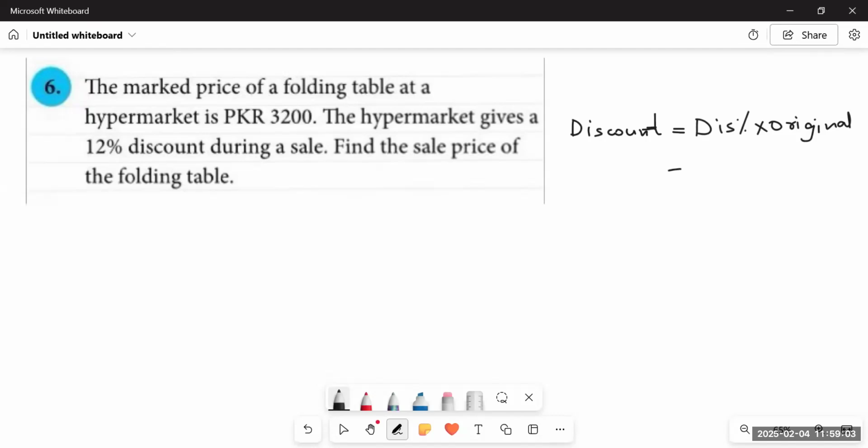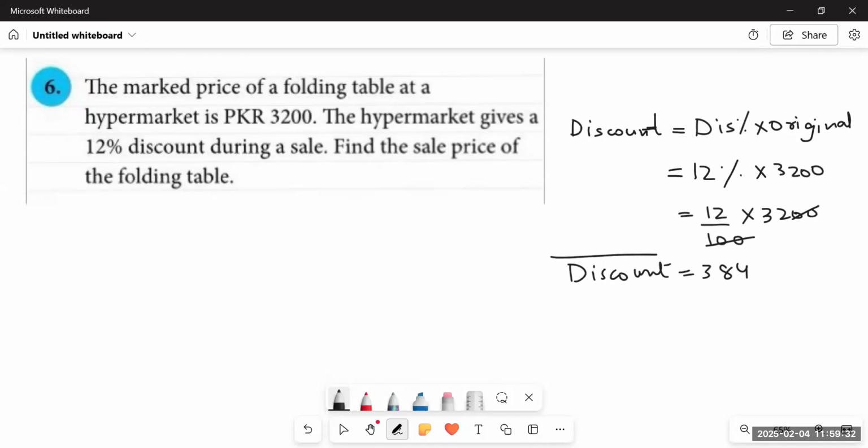So if we multiply discount percentage, which is 12%, by 3,200, we will find the discount as 12 upon 100 multiplied by 3,200. The two zeros will cut the two zeros. Then we have 12 multiplied by 32, which is equal to 384. It means there is a discount of $384 provided.